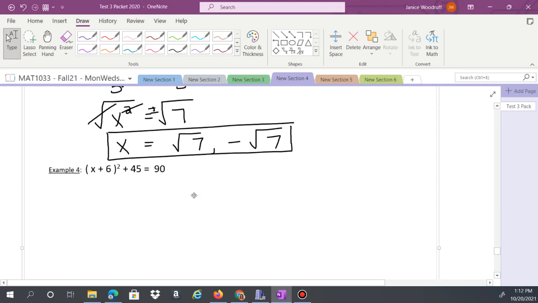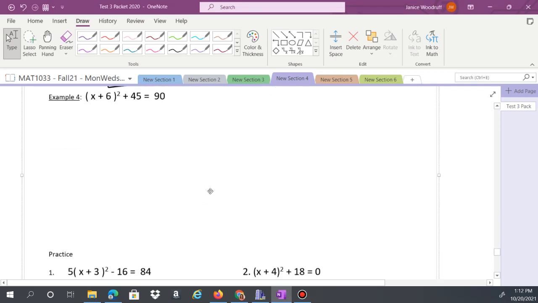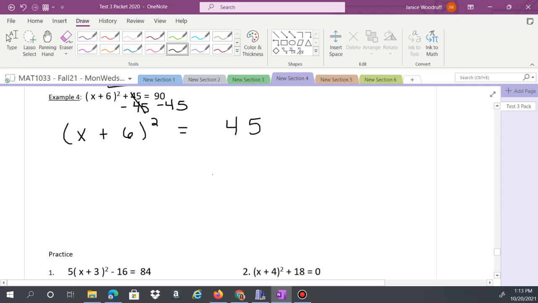All right, example 4. We're going to isolate the square term first. So we would take this 45, subtract from both sides. These are going to cancel. I'm going to get x plus 6 squared equals 90 minus 45. That would be 45. Now our square term's isolated, so we'll do plus or minus the square root on both sides. This is freed from the parentheses, so you have x plus 6.